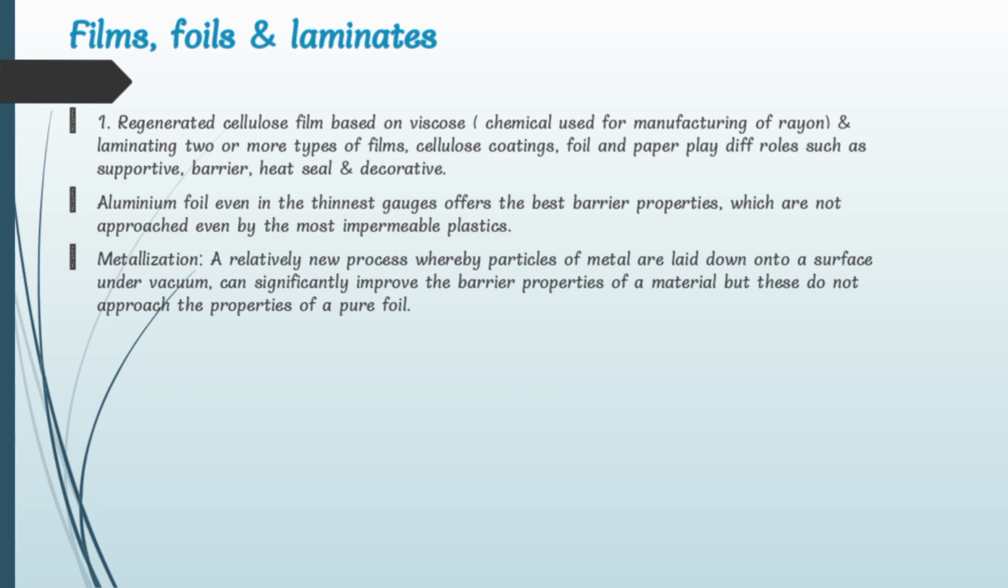Cellulose coatings, foil and paper play different roles such as supportive, barrier, heat shield and decorative. Aluminium foil even in the thinnest gauge offers the best barrier properties which are not approached even by the most impermeable plastics. Metallization, a relatively new process whereby the particles of metal are laid down onto the surface under vacuum, can significantly improve the barrier properties of a metal, but these do not approach the properties of pure foil.